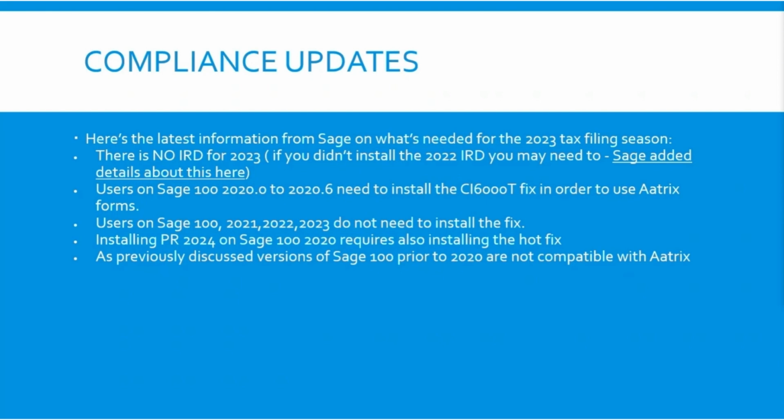If you're on Sage 2020 up through product update 6, there is going to be a hot fix in order to use Atrix reporting. So in that case, you're on an older version. That 2020 version is technically no longer supported by Sage, even though Sage still issued this year-end fix. So we would need to install a hot fix to use the Atrix reporting. So check on that. If you use 1099s or W-2s, we should be fine.